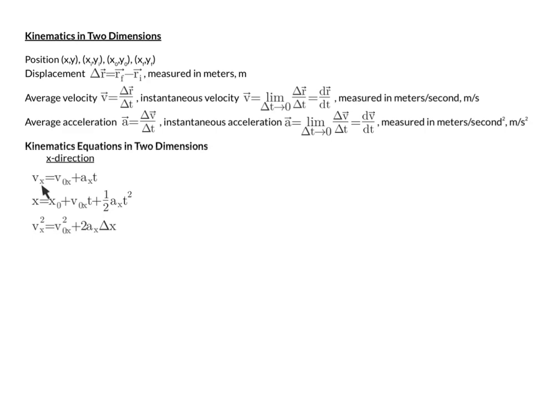So this is v final x equals v initial x plus acceleration in the x direction times time. Then final position x is initial position x naught plus initial velocity in the x direction v naught times time plus 1/2 times the acceleration in the x direction times t squared. And the last equation is final velocity in the x direction squared is initial velocity in the x direction squared plus 2 times the acceleration in the x direction times the displacement in the x direction.